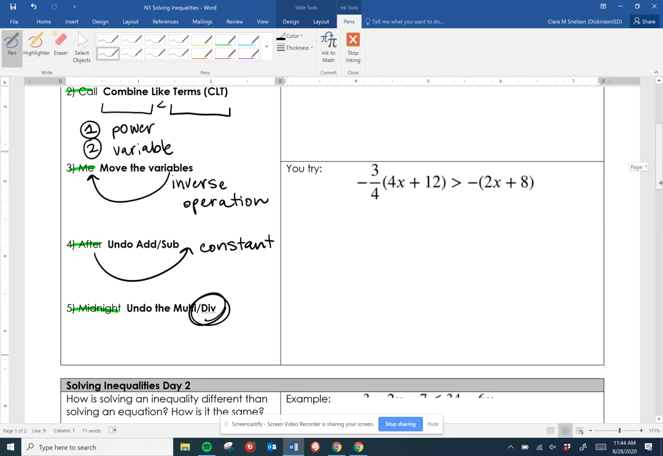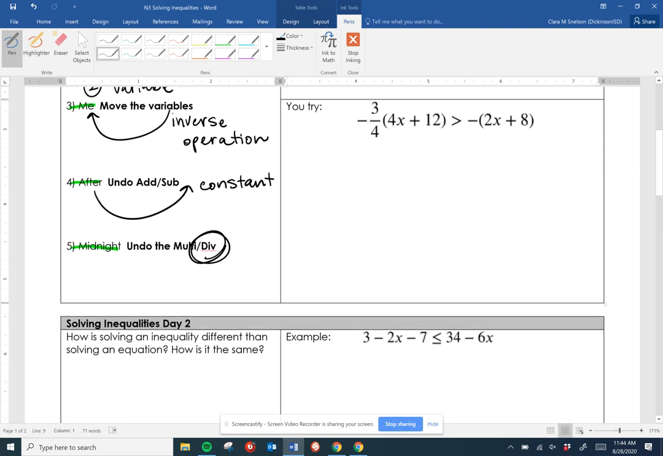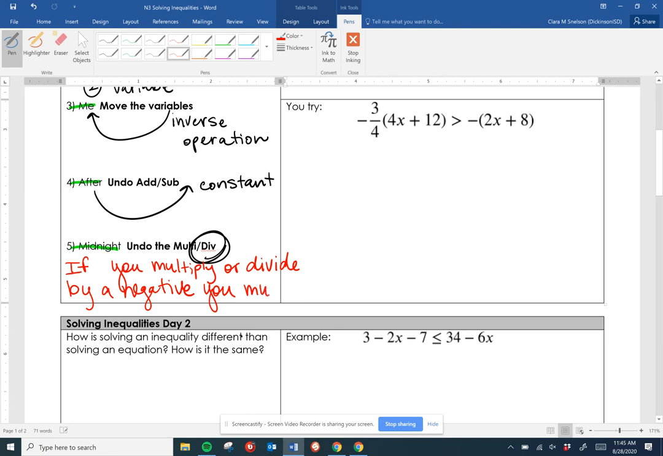What's necessary to remember when we're looking at inequalities is, I'm going to put this in red, it's important, if you multiply or divide by a negative number, you must flip this symbol. So that is very important for us to remember. If we multiply or we divide by a negative number, we have to flip the symbol.